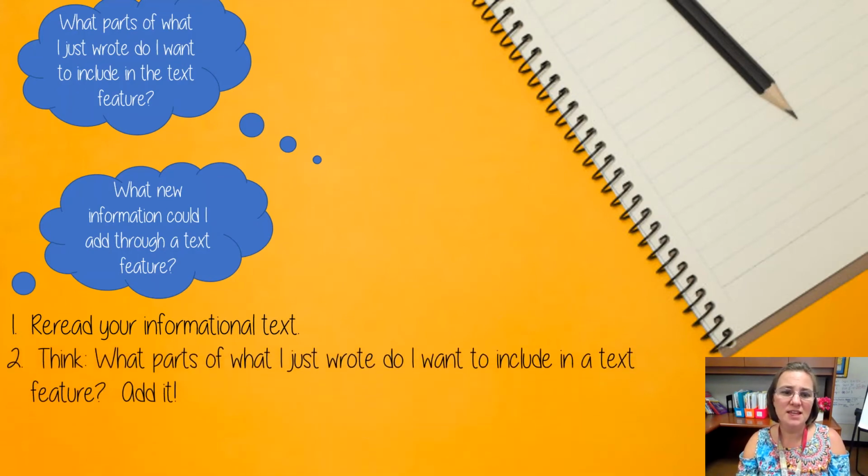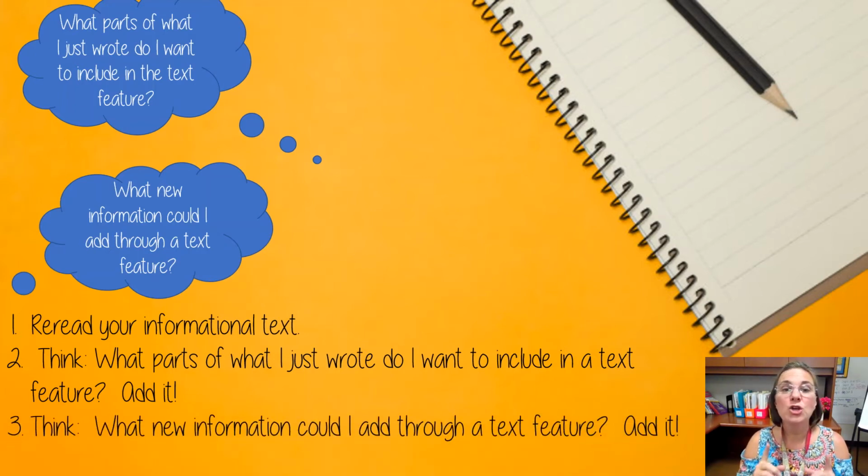I want you then to think, what parts of what I just wrote do I want to include in a text feature? Or what parts of what I wrote yesterday do I want to include in a text feature? And then add it. Then I want you to think, what new information could I add through a text feature? And I want you to add that text feature. Remember, you don't have to do both of those on one page. You might do one on the first page and then add new information on the second page.